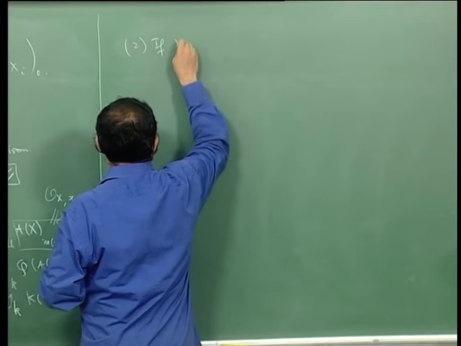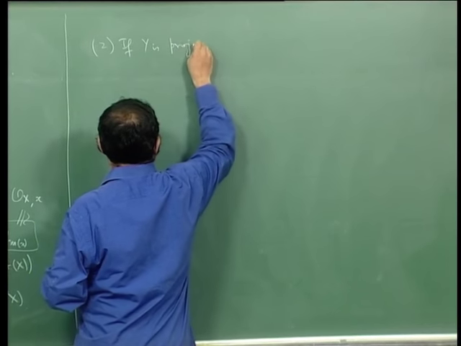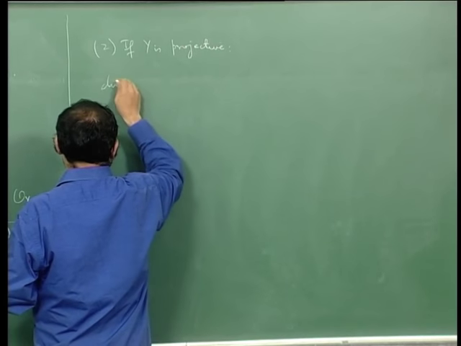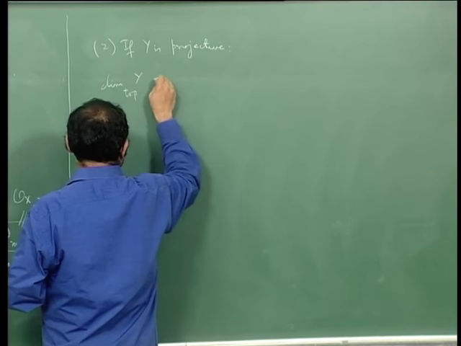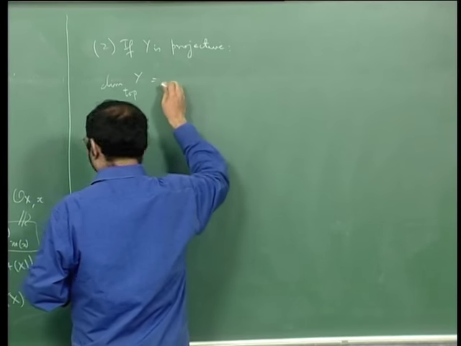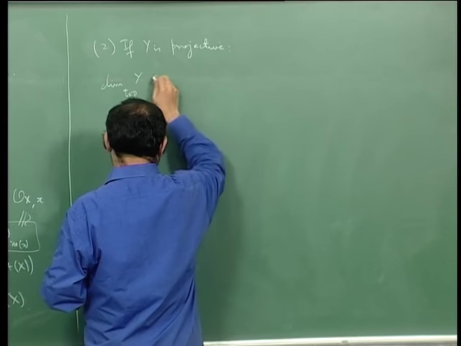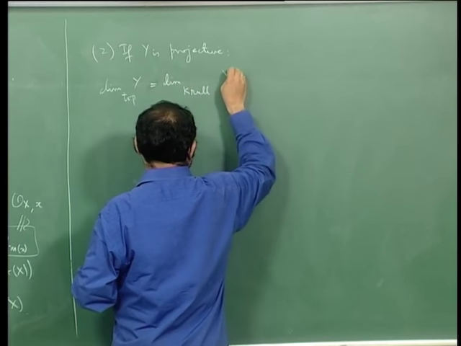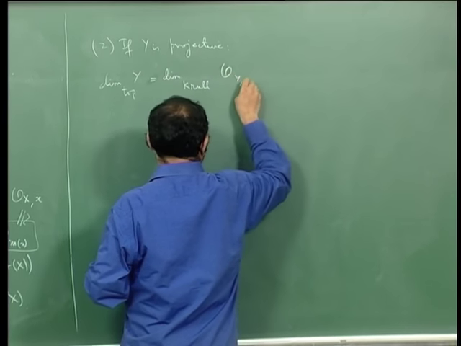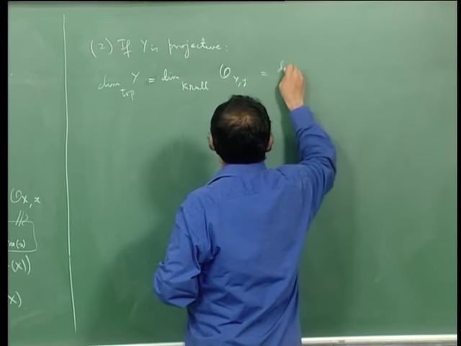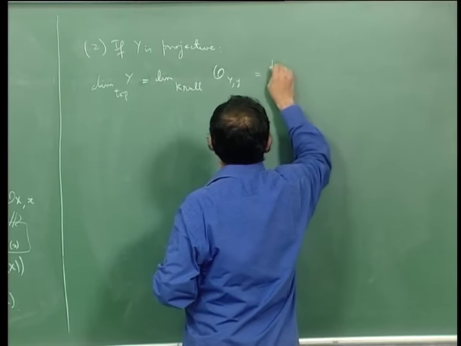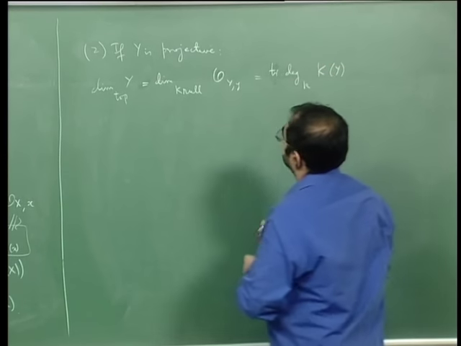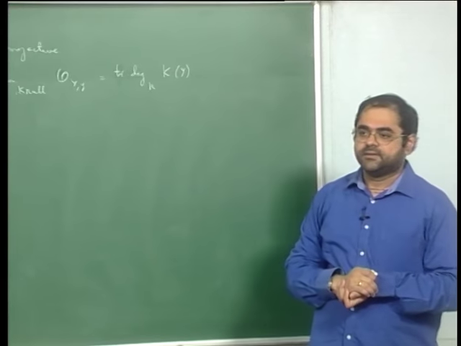If Y is projective, then also you will see that the topological dimension of Y is the same as the Krull dimension of the local ring of Y at this point small y, and there's also the transcendence degree over small k of the function field of Y. This is what will happen, okay.